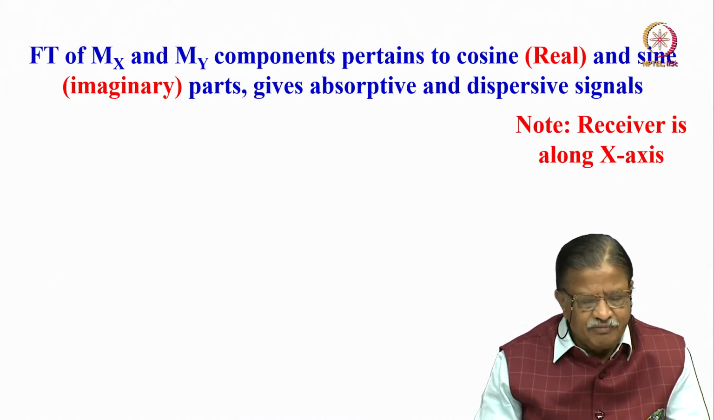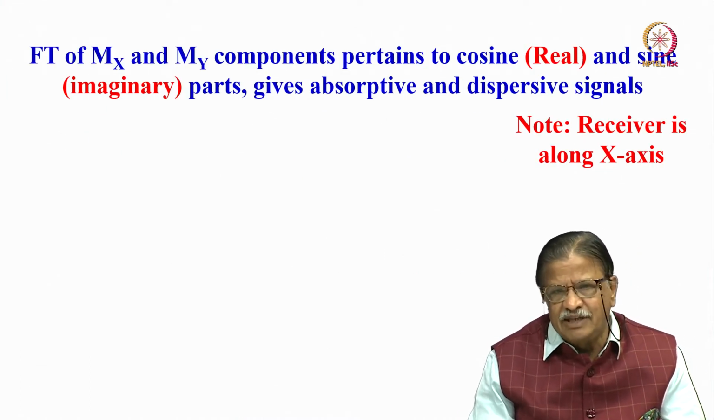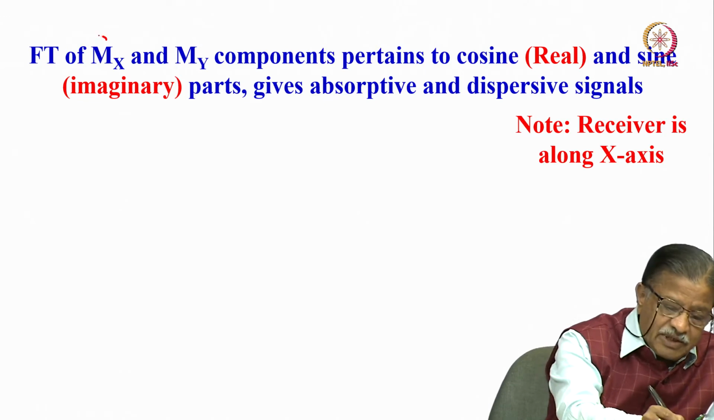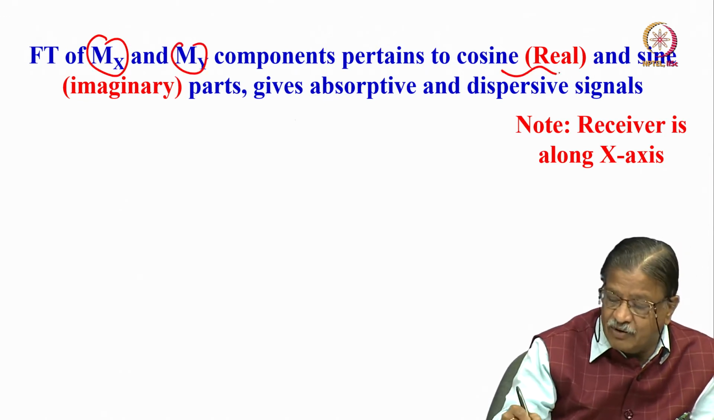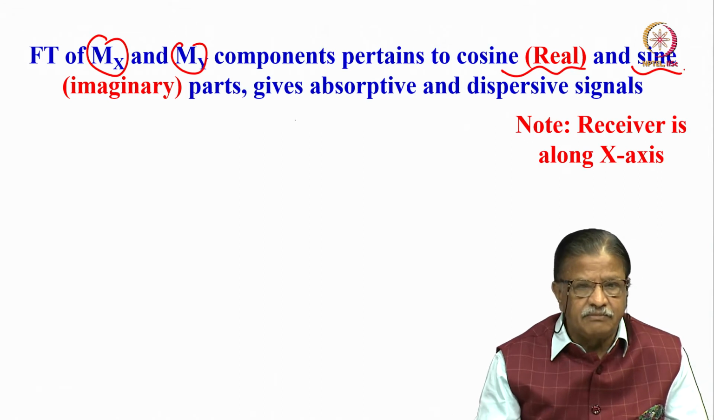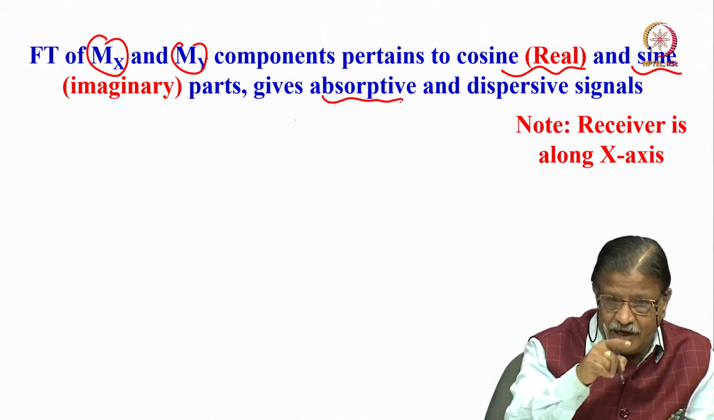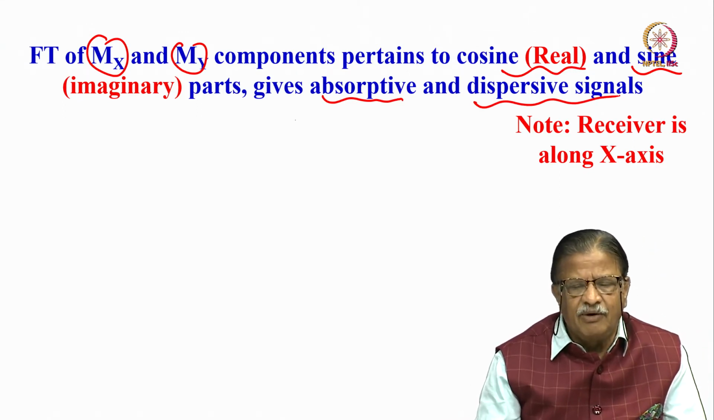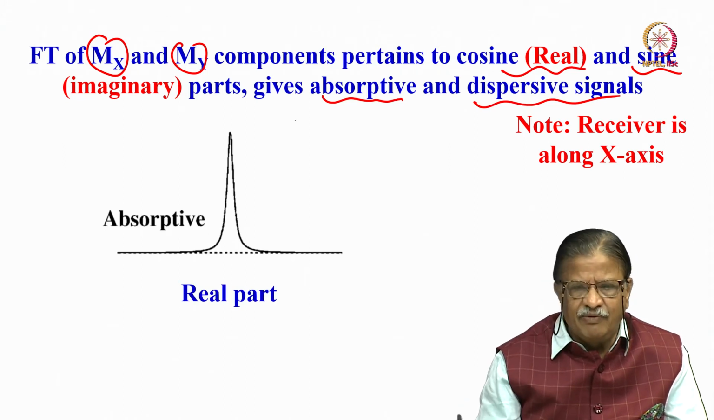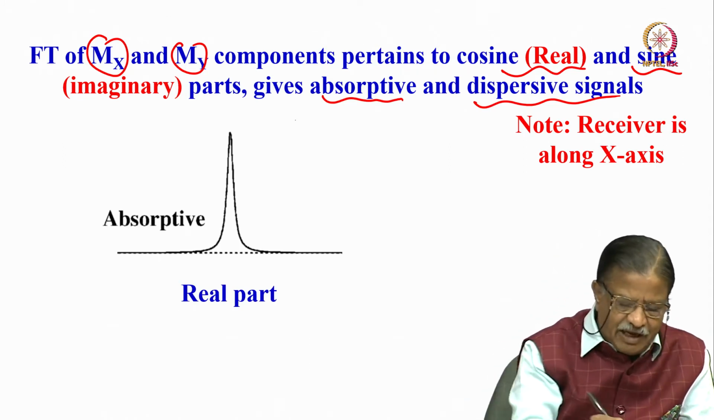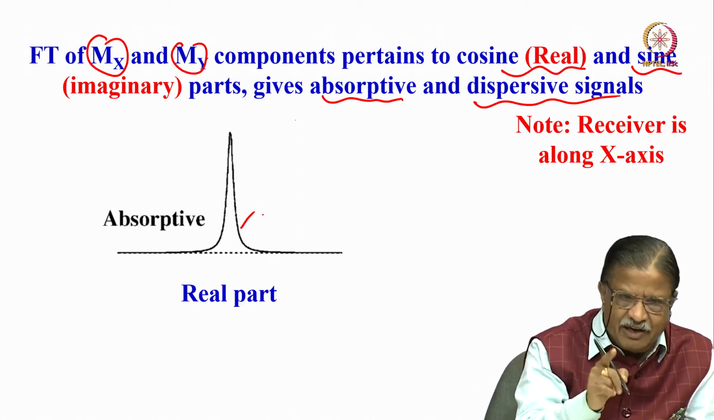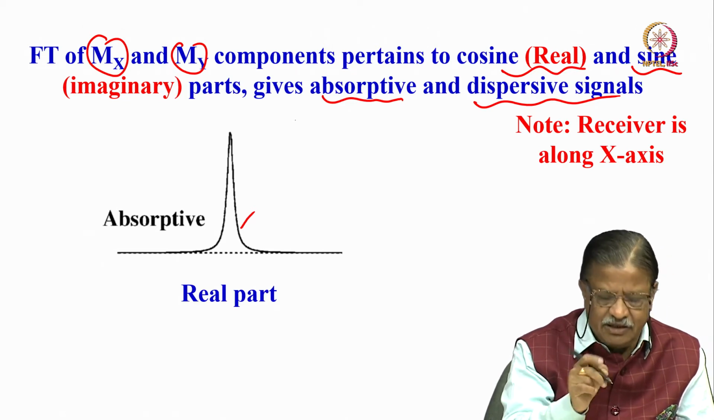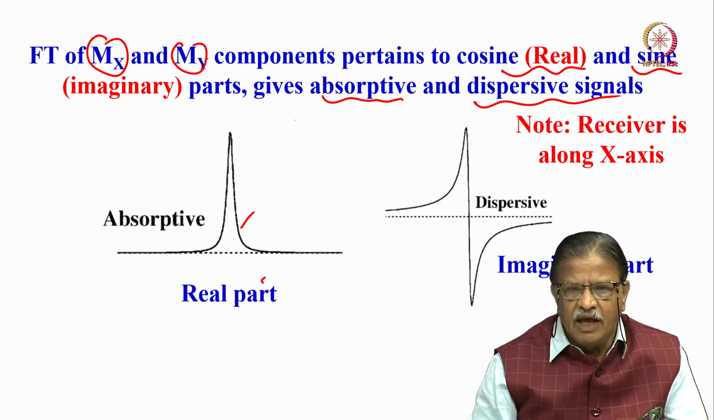Okay. Now the Fourier transformation of the Mx and My components we can do. What will happen if I do the Fourier transformation of Mx and My components? You will get the cosine part and the sine part, both. That means you will get absorptive signal. We discussed in the previous class, absorptive and dispersive signal both we get. Now remember, the receiver is along the x axis. When the receiver is along the x axis, you get absorptive signal. That is what we said. Mx is along the x axis. As soon as you apply the 90 degree pulse, your receiver is along the x axis. So the real part of the signal is absorptive and the imaginary part is dispersive.